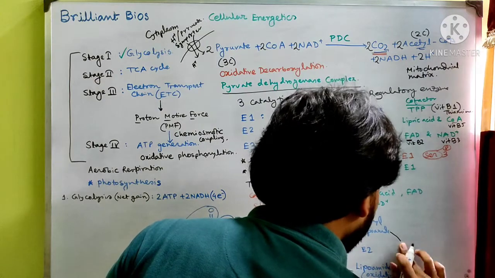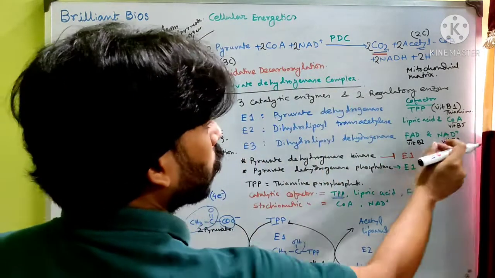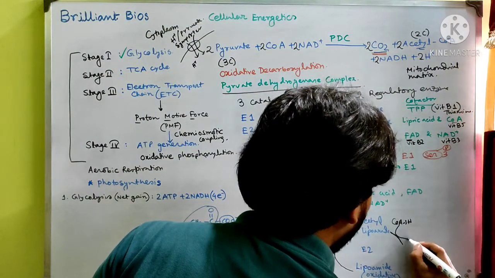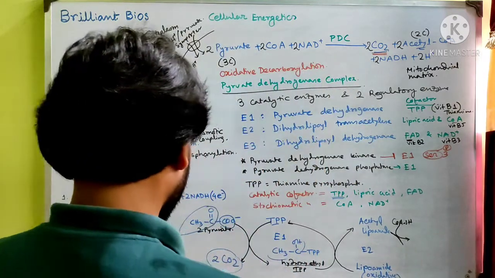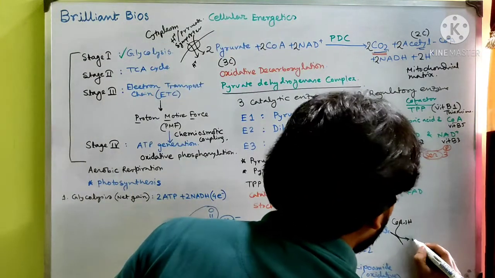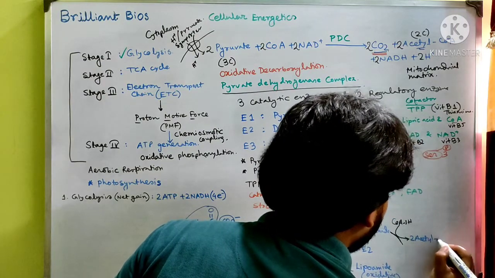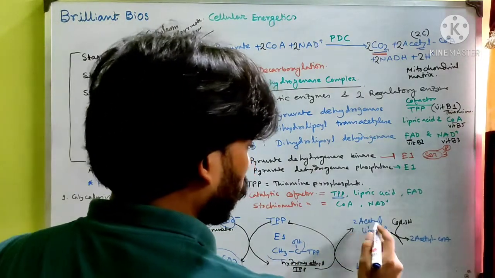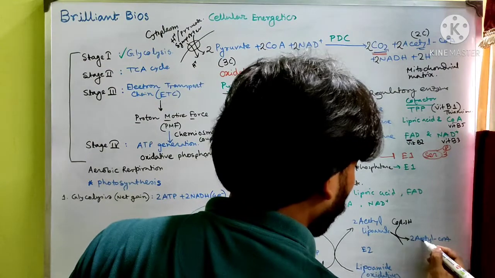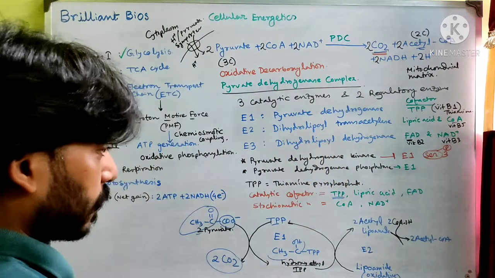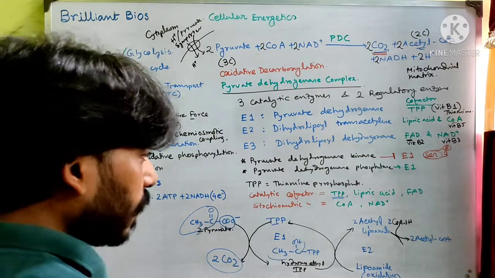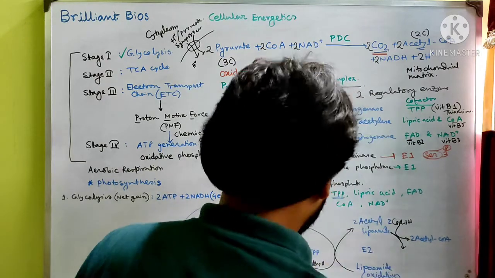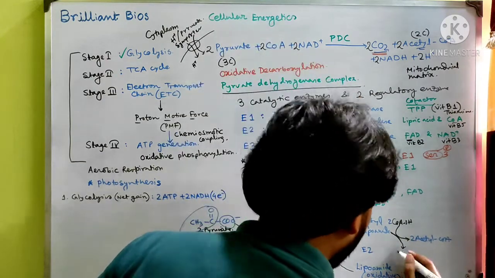I have mentioned that this E2 also has a cofactor called coenzyme A. So coenzyme A comes and takes this acetyl group and makes acetyl-CoA, 2 acetyl-CoA. So all these things are 2. Okay, you have to understand this. There are 2 pyruvate, so there should be 2 acetyl lipoamide, 2 acetyl-CoAs, and 2 coenzyme A. Now when coenzyme A takes this acetyl group, then the lipoamide is released.